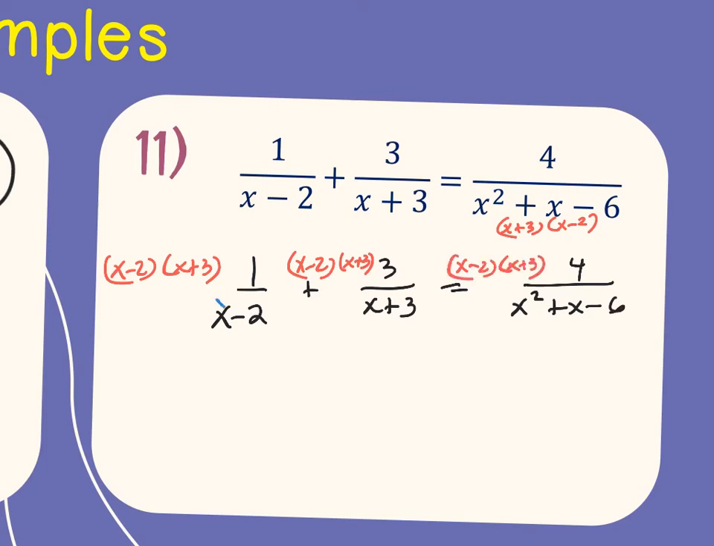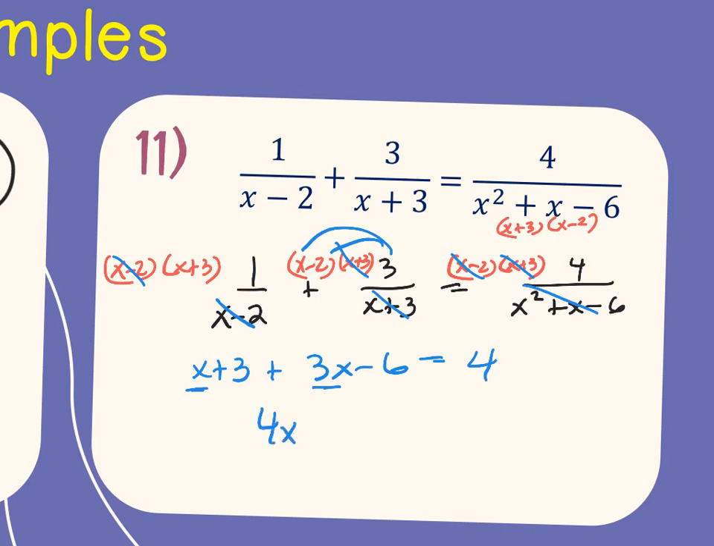So my first fraction, the x minus 2 cancels. 1 times x plus 3 is just x plus 3. My second fraction, the x plus 3's cancel. I need to distribute the 3. And then the last fraction, everything cancels because that was the factored form. Now I can combine my like terms. 1x plus 3x is 4x.